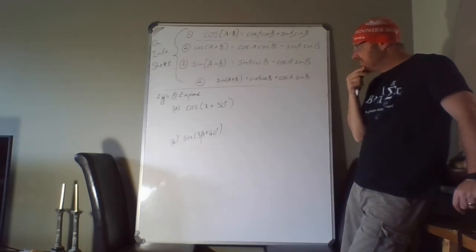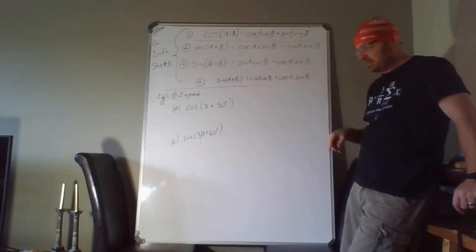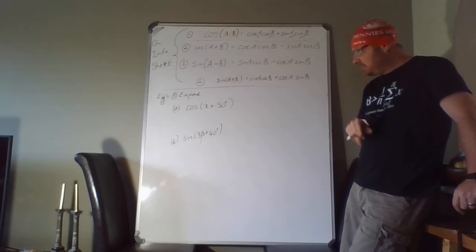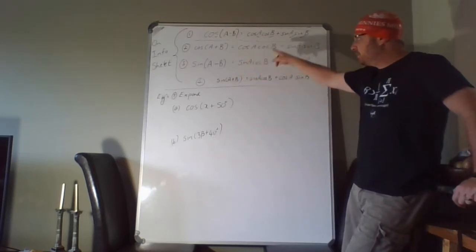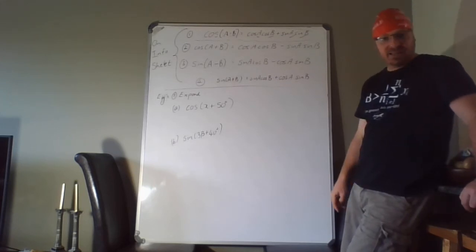Okay, so the first question says expand, your first example, cos (x plus 50 degrees). So pick the appropriate formula from there and expand it. It's just one line. And then go to the next one, sine of (3 beta plus 40 degrees). Pick the appropriate rule, shove it into the formula, and you're done. Easy peasy lemon squeezy.